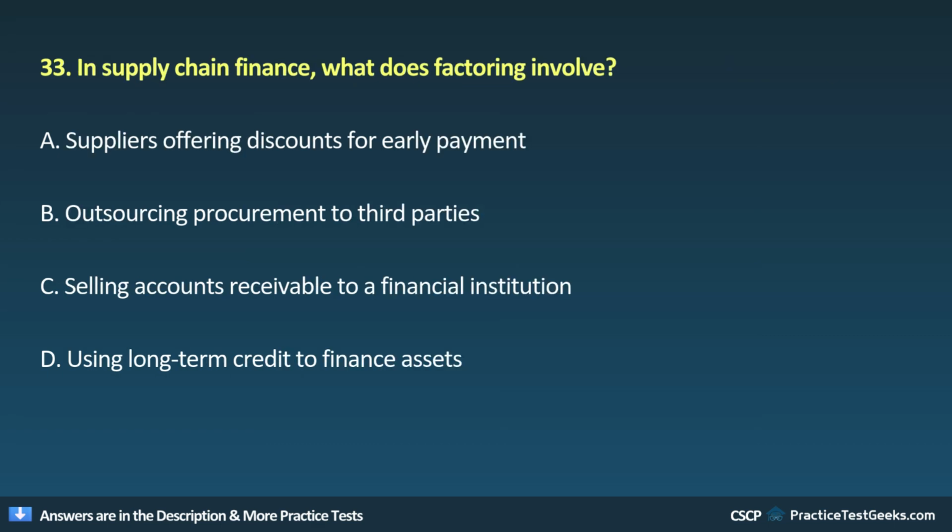33. In supply chain finance, what does factoring involve? A. Suppliers offering discounts for early payment. B. Outsourcing procurement to third parties. C. Selling accounts receivable to a financial institution. D. Using long-term credit to finance assets.